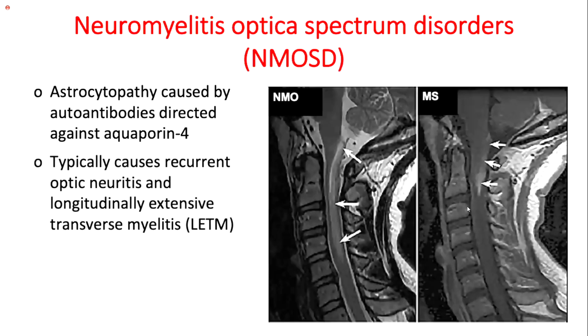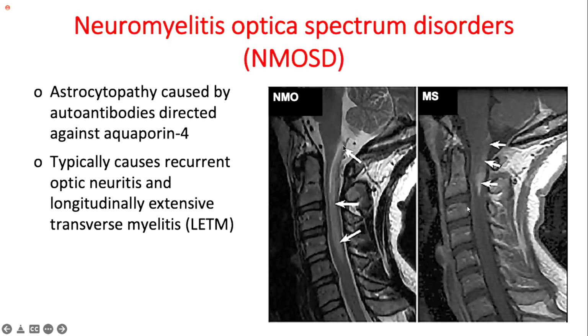It typically presents with recurrent optic neuritis and longitudinally extensive transverse myelitis. So that is a term you have to learn: LETM, longitudinally extensive transverse myelitis. So that is one essential difference in how we differentiate from multiple sclerosis. In multiple sclerosis, the demyelinating plaque is only about 1 to 2 vertebral segments. The length of the lesion is short. They are short lesions, whereas in NMO, they are long lesions.